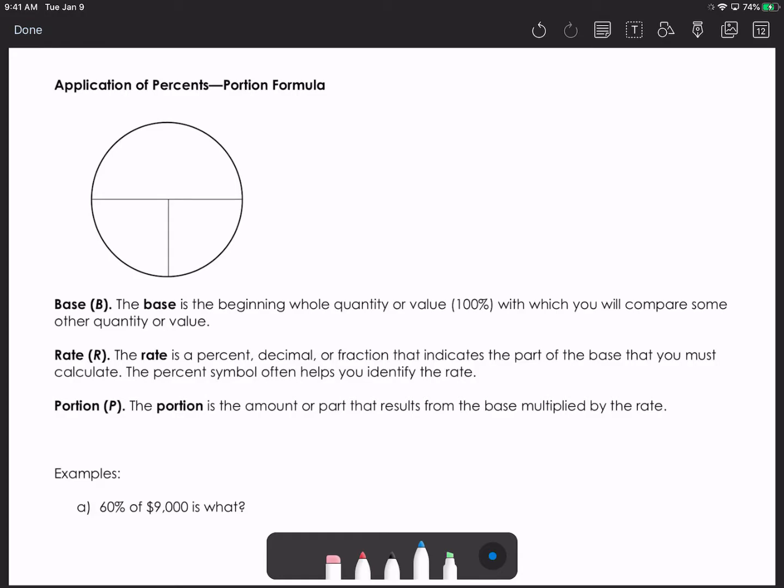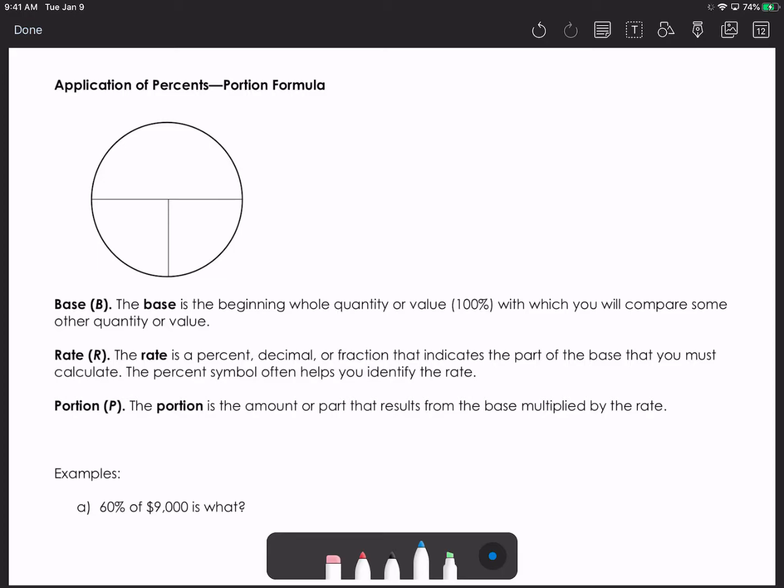In this video, we are going to talk about applications for percent. A lot of times students get confused when you're talking about percent problems and they're not sure if they need to multiply or if they need to divide. So the publisher has come up with this circle method which will help you determine whether you need to multiply or divide.